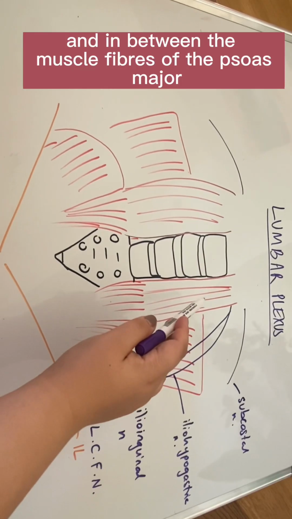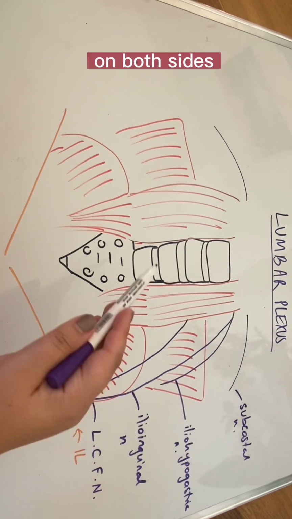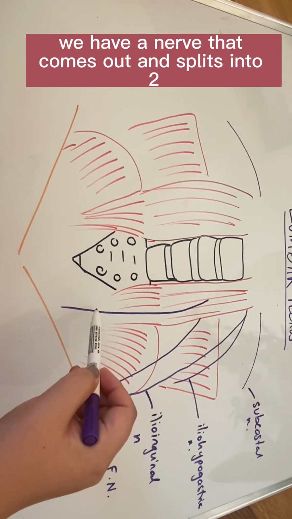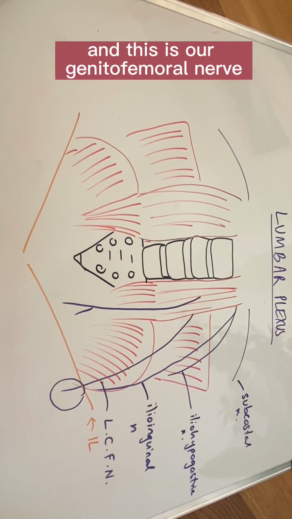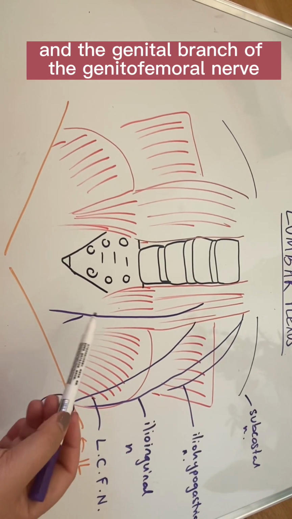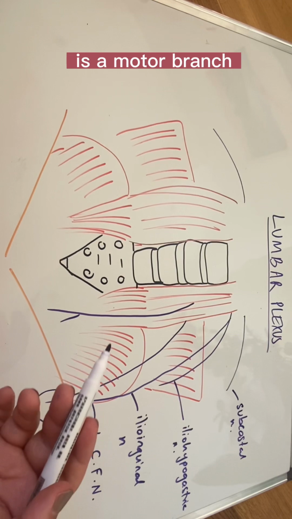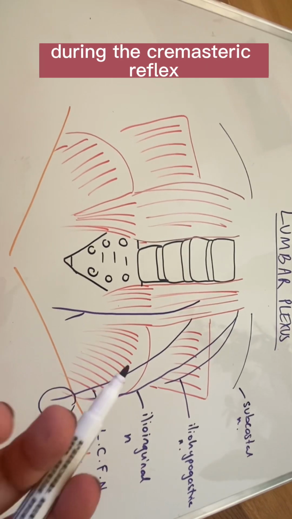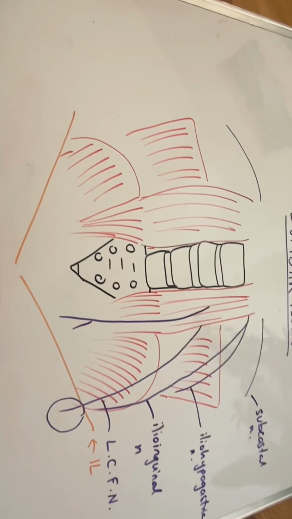And in between the muscle fibers of the psoas major on both sides, we have a nerve that comes out and splits into two, and this is our genitofemoral nerve. And the genital branch of the genitofemoral nerve is a motor branch, and this is the nerve that is going to be elicited during the cremasteric reflex.